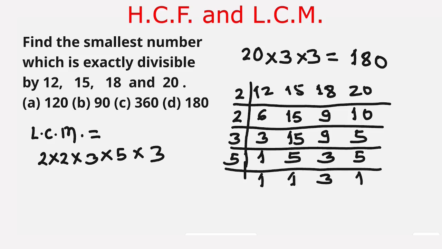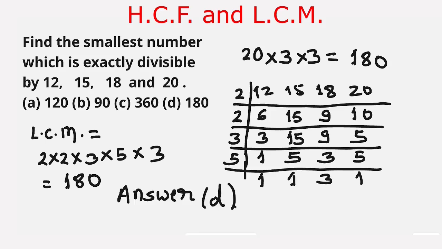2 times 2 is 4. 4 times 3 is 12. 12 times 5 is 60. And 60 times 3 is 180. This is our LCM, and this is the smallest number which is exactly divisible by 12, 15, 18 and 20. And from the given options, our answer is option D.